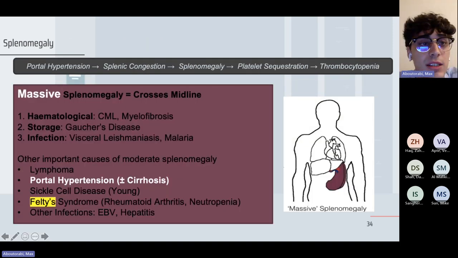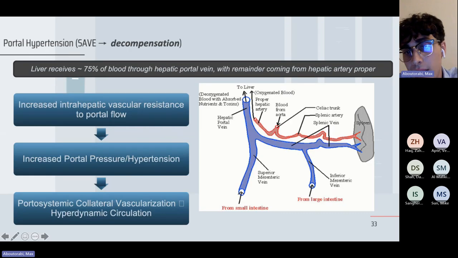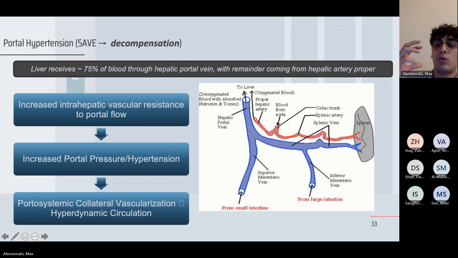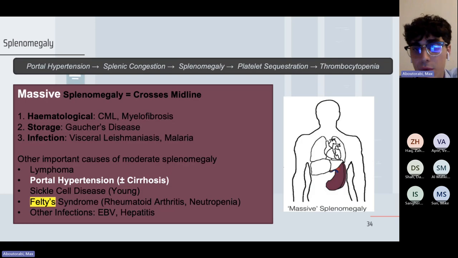So the first thing to look at is splenomegaly. This can be caused by portal hypertension, which, if I go back, as you can see, the splenic vein connects onto the portal vein. So if you have an increase in blood pressure in the portal vein, you get a backlog of blood, which can cause blood to build up in the spleen and then cause the spleen to become enlarged, which is what splenomegaly is. And as the spleen is involved in breaking down platelets, you can then get platelet sequestration, leading to thrombocytopenia.